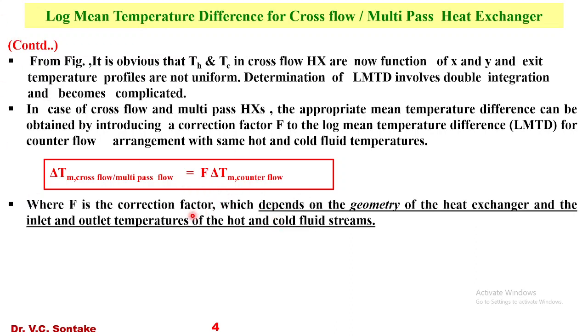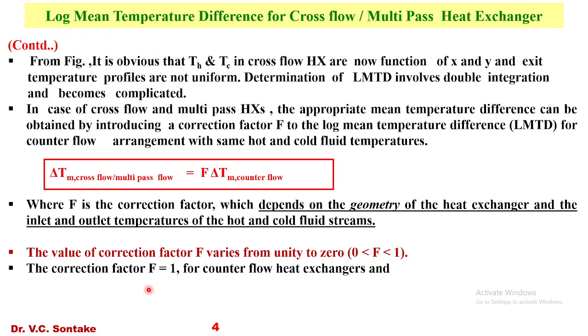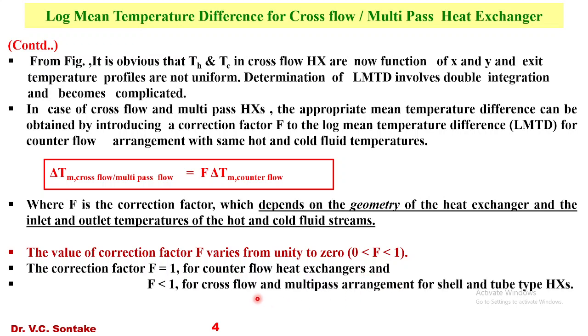In this expression, F is the correction factor and it depends on the geometry of the heat exchanger and the inlet and outlet temperatures of the hot and cold fluid streams. The value of this correction factor F varies from unity to 0. If the value of correction factor F is equal to 1, it is for counterflow heat exchangers. And if the value of F is less than 1, it is for cross-flow and multipass arrangement for shell and tube type heat exchangers.